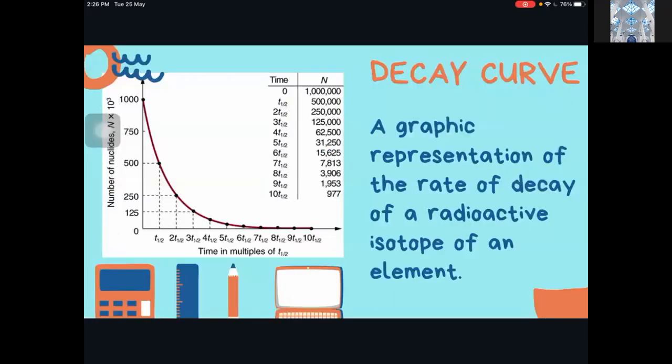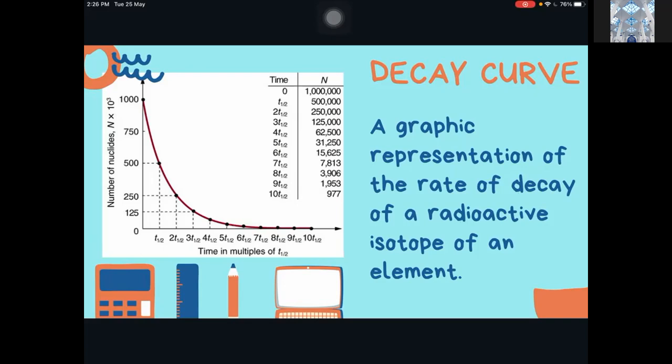Now we're moving on to the decay curve. A decay curve is the graphic representation of the rate of decay of a radioactive isotope of an element. Based on this picture, this is an example of an unknown substance. On the y-axis, we have the number of nuclei, and on the x-axis, we have time in multiples of the half-life.